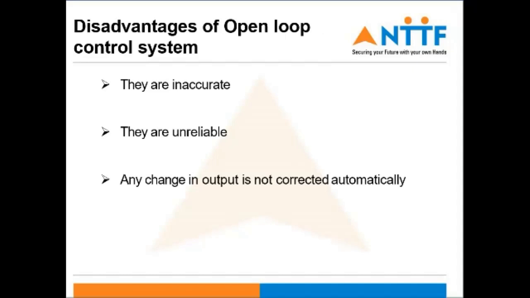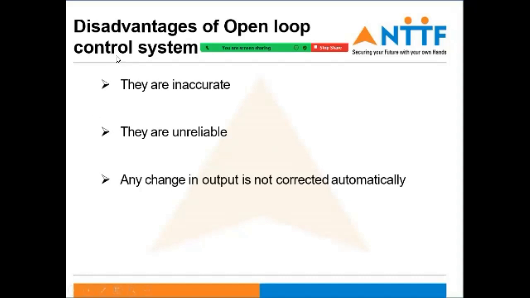What are the disadvantages of the open loop control system? They are very inaccurate compared to the closed loop control system. When accuracy is a high priority, for example in the research field, in military applications, in the defense field, and in the medical field, we need highly accurate outputs. Based on that, we choose the type of system. For the applications I mentioned, we can opt for the closed loop control system.